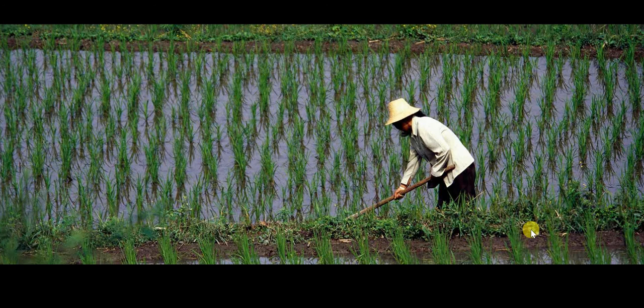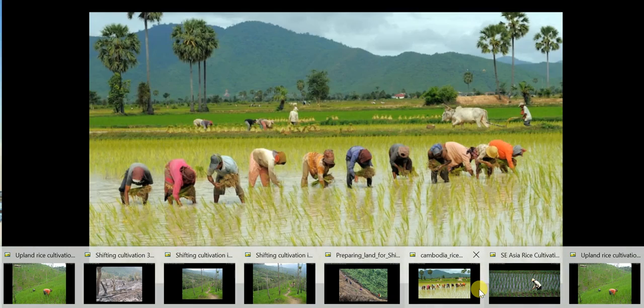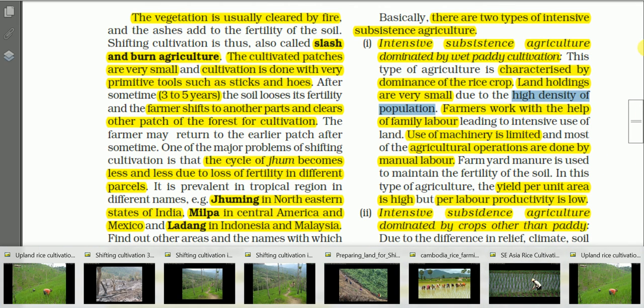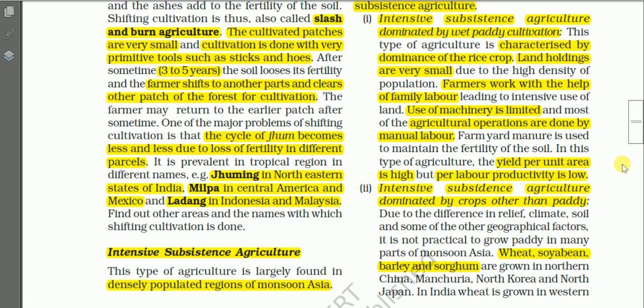This is another one, also about rice cultivation in South Asian countries. And one more here. The other one is upland rice cultivation as a part of shifting cultivation. So that is why, since it is practiced in areas with high population density, and since most of the farm operations are done by manual labor, yield per labor is very low.